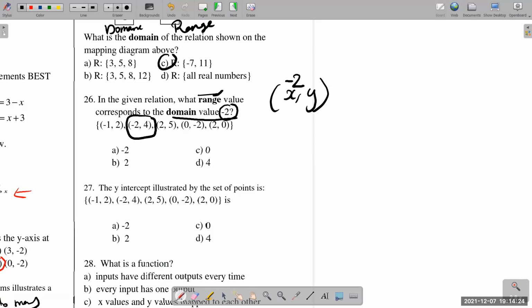Take a try, because this is the last one we're going to do today. We're going to stop here. So before we leave, I need everybody to try this one. If we identify -2 as the x, what is the value of y that corresponds with -2? Is it A, B, C, or D? Okay. The answer is obviously D, because 4 is the y value that corresponds with that.